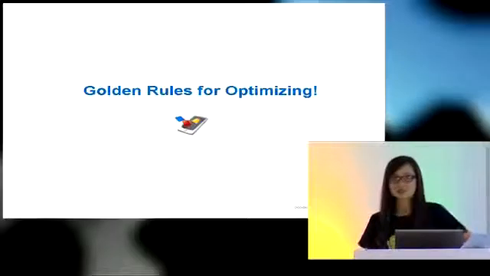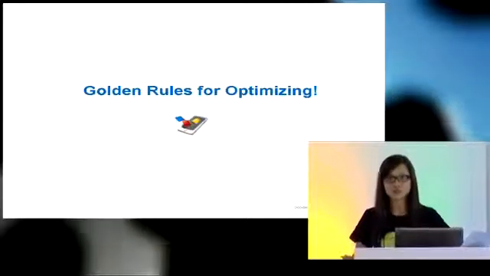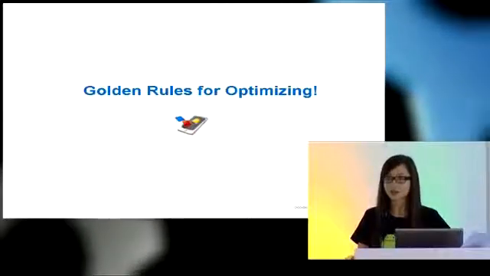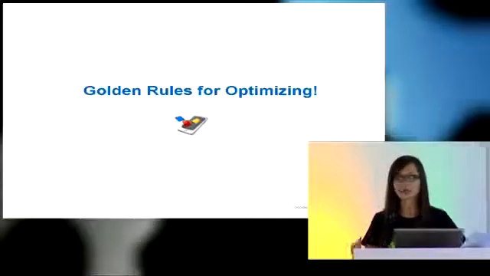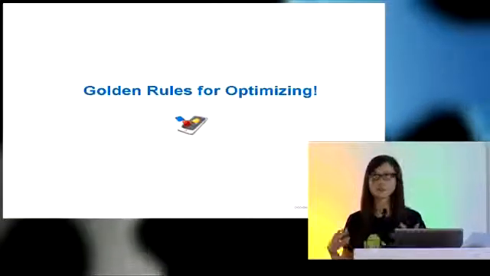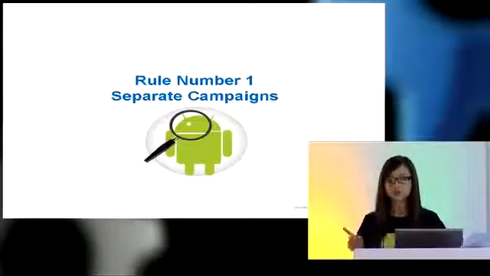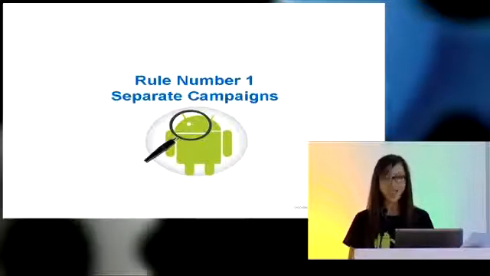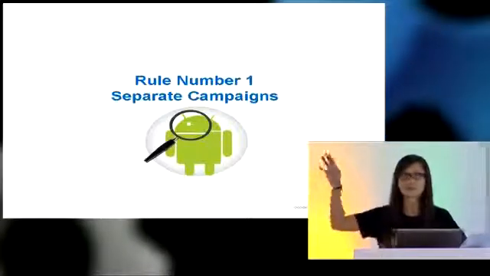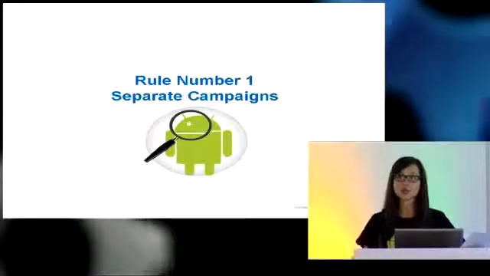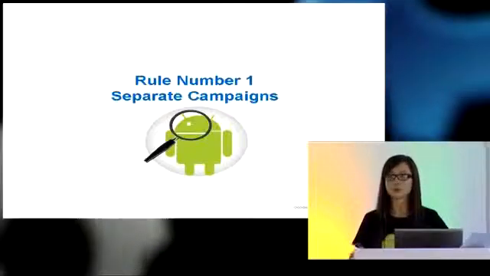Now we're going to go into some golden rules of optimizing. So you've heard the big figures, you've heard about targeting, you've seen the ad formats, but how do you create an effective mobile campaign in AdWords? First rule: separate out your campaigns. All the ad formats that I just showed you will not work unless you have a separate mobile campaign.